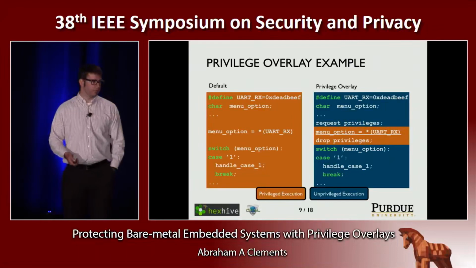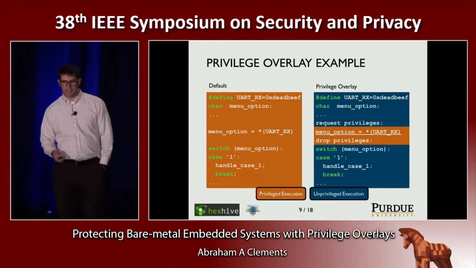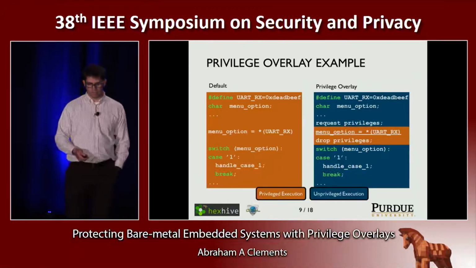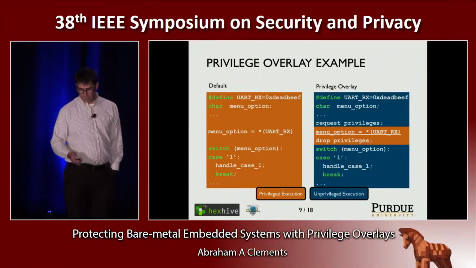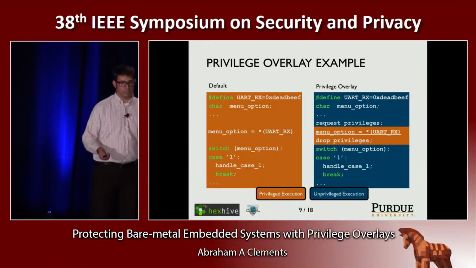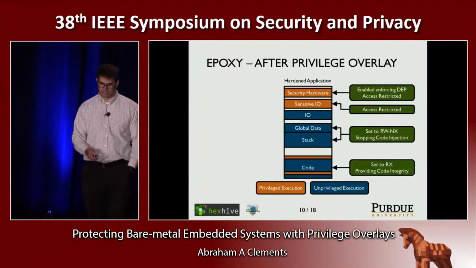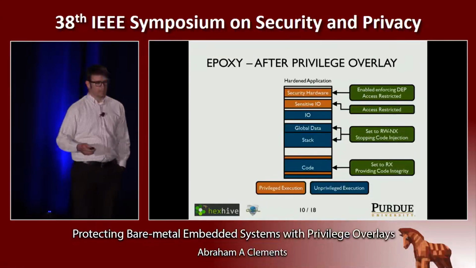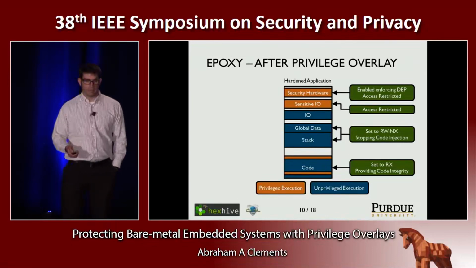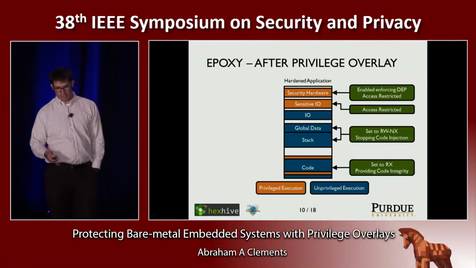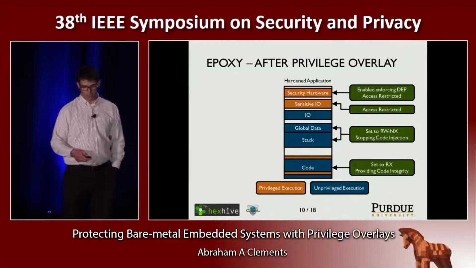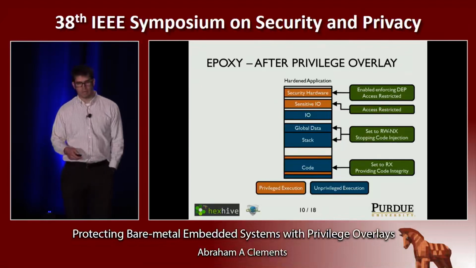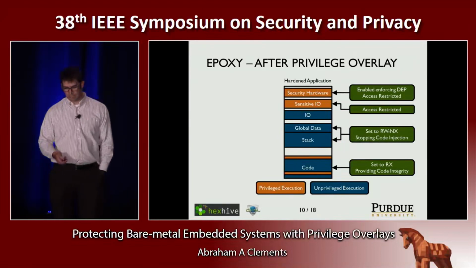So as you can see, we reduced drastically the amount of operations that require privileges and enable this operation, and just this operation, to occur with privileges. So after applying privilege overlaying, if we tie this back to desktops, we have enabled DEP. We have data execution prevention. This means that our RAM, our global data, and our stack are set to read, write, no execute. You can't execute them. Code injection has been stopped.